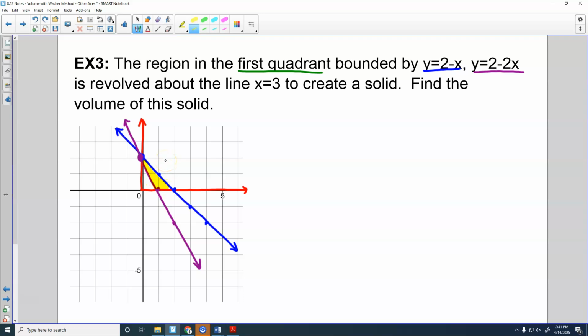Getting a graph right for these is so important. So if you don't have a graph, that's the first thing that you want to do. And so we're revolving this around the line x equals 3. So x equals 3 is a vertical line here. So I'll use x equals 3. That is this vertical line right here.